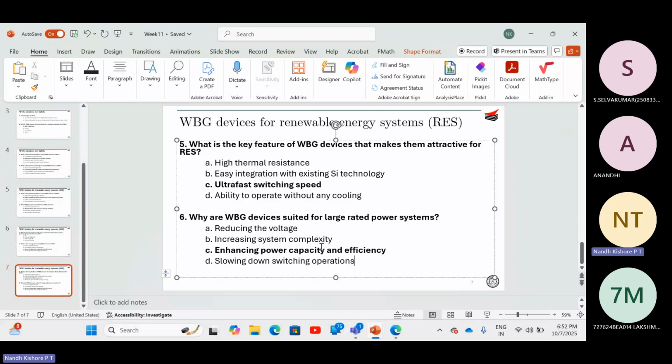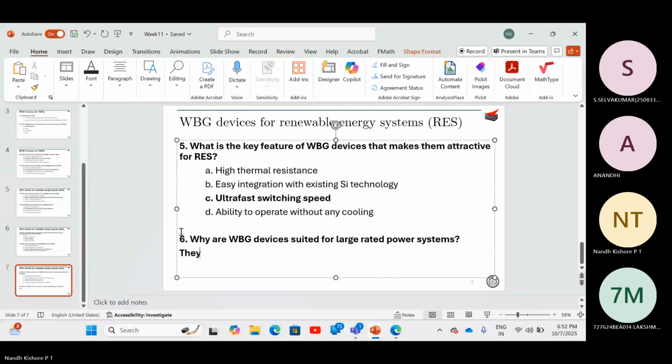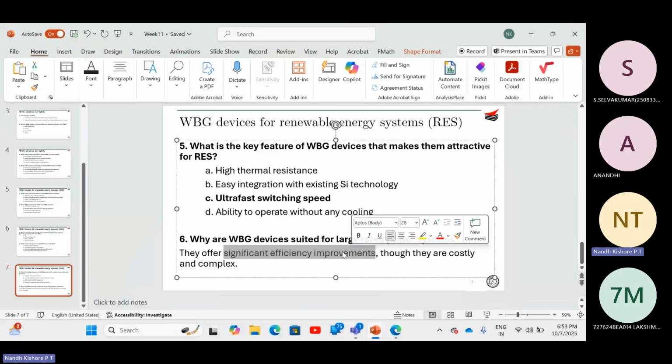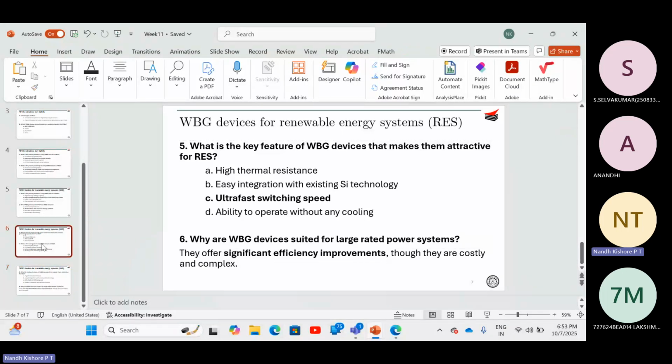So the answer is they offer significant efficiency improvements, though they are costly and complex. They offer significant efficiency improvements. That is the idea.